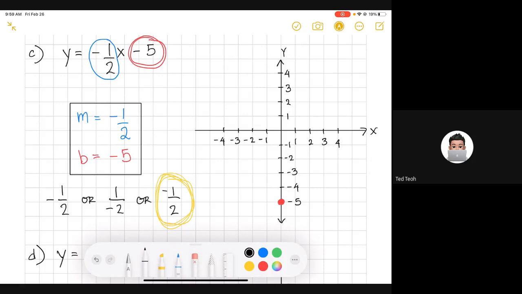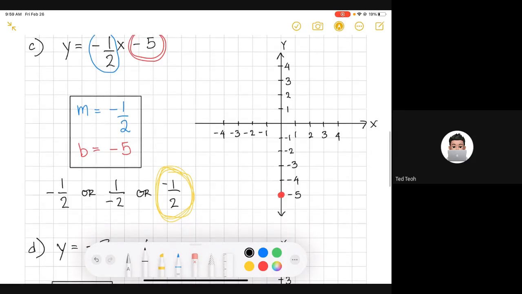Okay, now the next step's a little bit different than the first two questions because now my rise is -1. Okay, so when I have a rise of -1, instead of going up 1, I'm going to be going down 1. Okay, but I'm always going to run to the right. So for this question, I'm going to go down 1 because the rise is -1, and I'm going to run 2, which is going to end up over here.